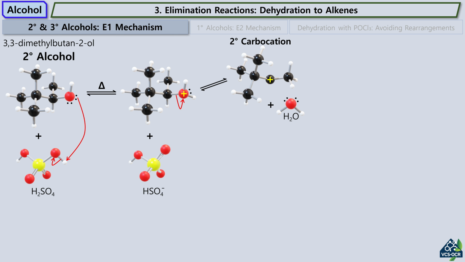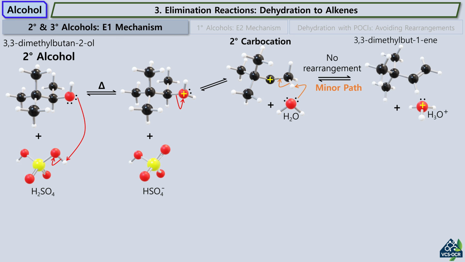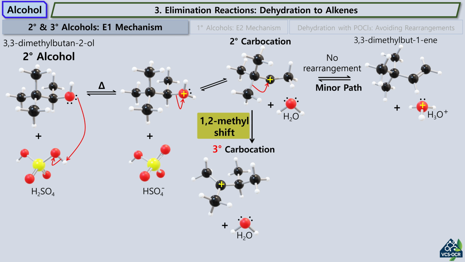Even in structures prone to rearrangement, a minor pathway may occur in which the product forms directly from the initial carbocation without structural change. However, as seen in this example, secondary carbocations more commonly undergo rearrangements, such as 1,2-hydride or methyl shifts, to form a more stable tertiary carbocation.